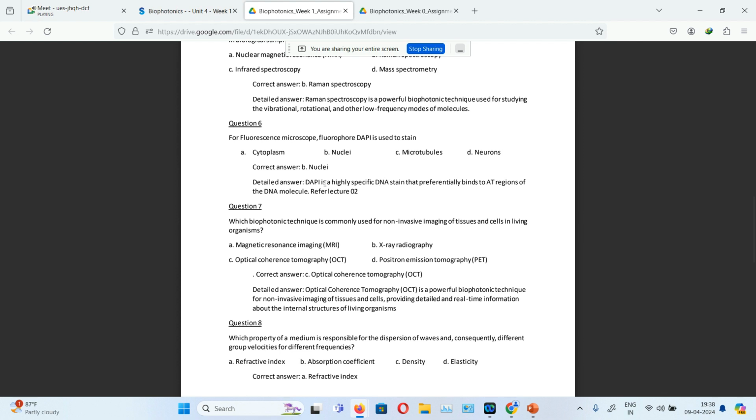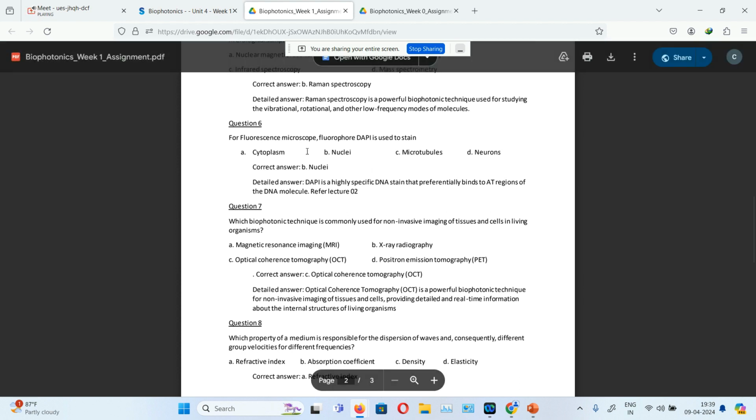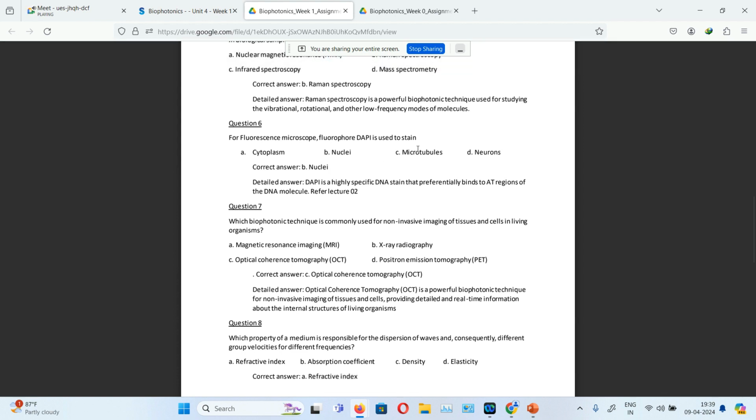One of the dyes or fluorophores used in fluorescence imaging is DAPI. This is a DNA specific stain. Cytoplasm, microtubules and neurons will not have DNA, so mainly the nucleus gets stained when you are using a DAPI stain.